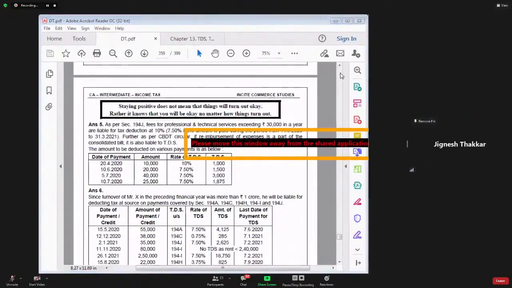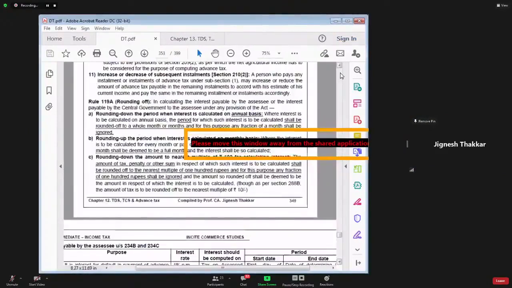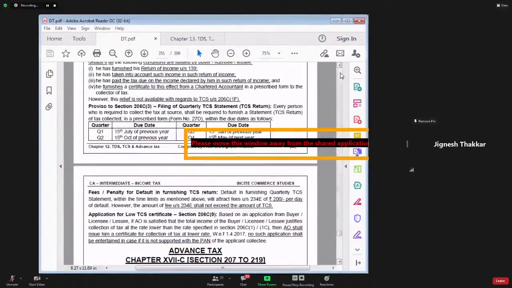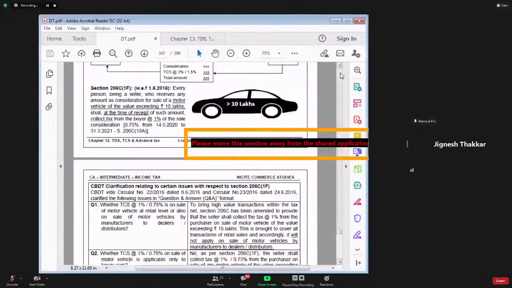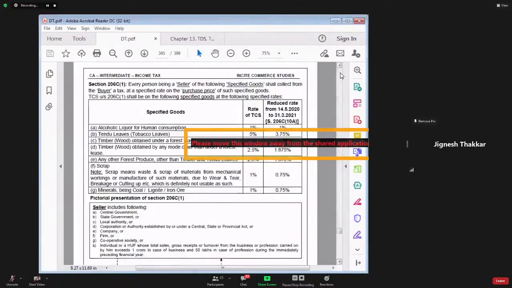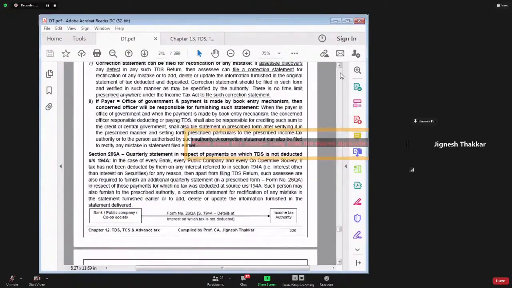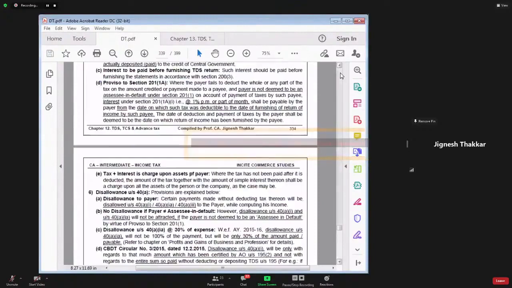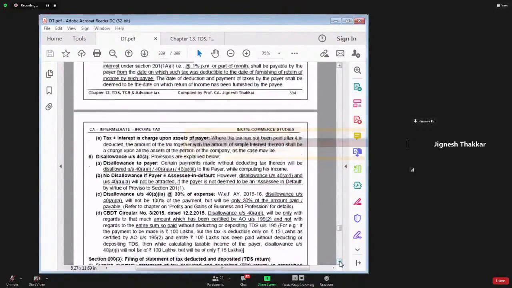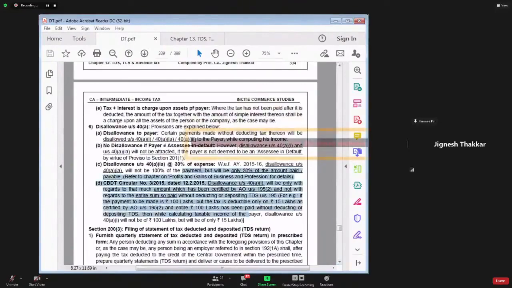Now, one second. So how many concepts have we completed till now? 201 is over. Up to page number 335 we have completed.